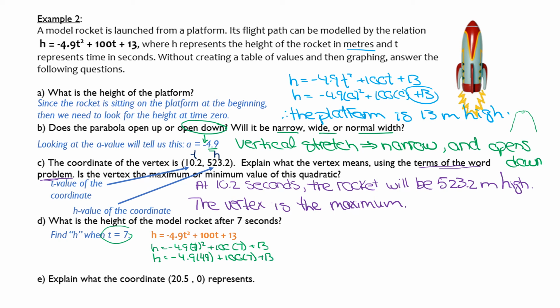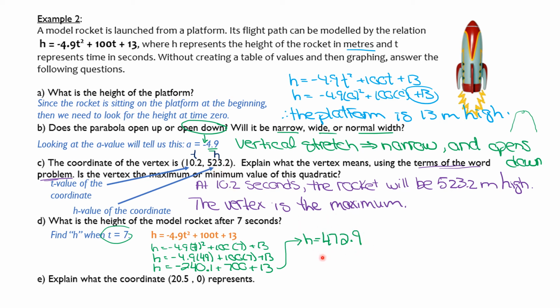Okay, so I want you to press pause, get your calculator, and get the answer yourself. Okay, let's think about this number. Does this make sense? So we're looking for the height at 7 seconds. So what we have here is at 7 seconds, h, or height, equals 472.9. Does that seem reasonable? Well, let's look at what we had here. The vertex, which is the highest point, is at 10.2 seconds. And that will be a height of 523.2. So yeah, I think this is a good number.